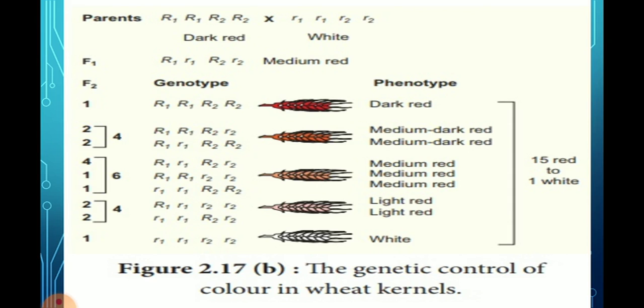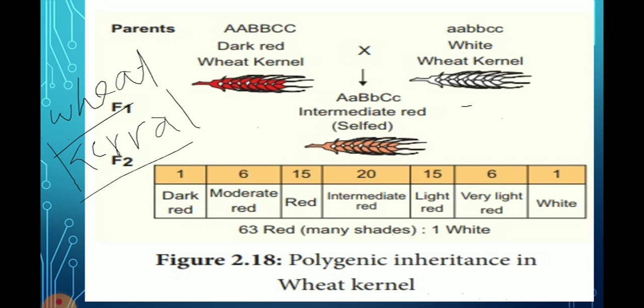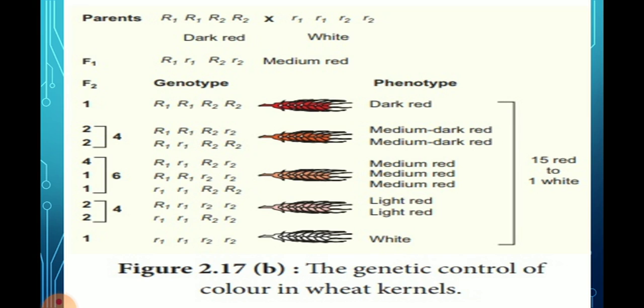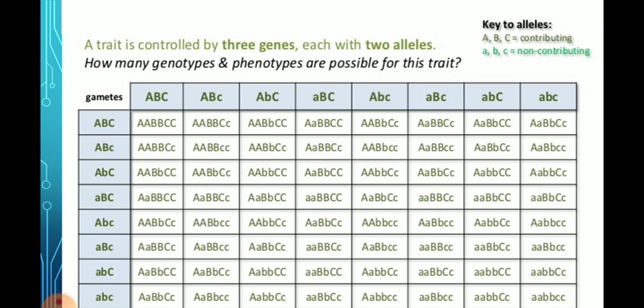That is also controlled by three genes, so they're polygenes. There we can give the name A, B, C, or we can give the name R1, R2. If we just take two polygenes, we have the ratio 1, 4, 6, 4, 1. And if we have three polygenes, we have the same inheritance pattern 1, 6, 15, 20, 15, 6 and 1, like the pigmentation in the body.